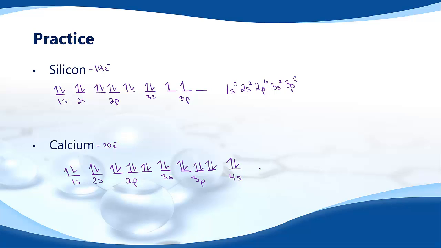Now I do my electron configuration. So 1s2, 2s2, 2p6, 3s2, 3p6, 4s2, and that's it for calcium.